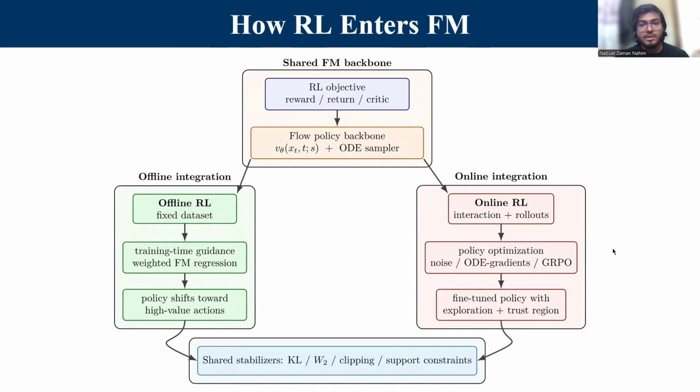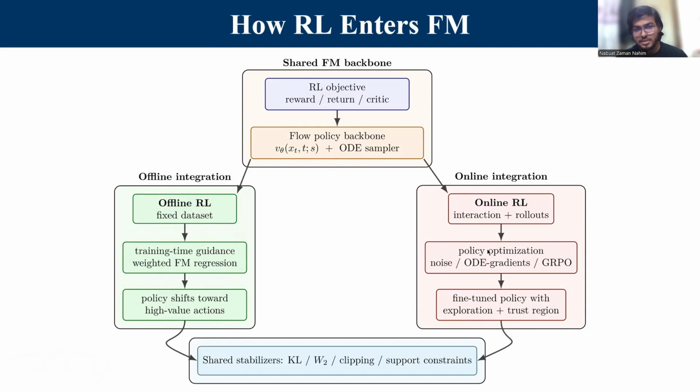So now that we understand the deterministic nature of flow matching, the central question then becomes, where does the reinforcement learning signal enter the flow matching generative model? So as we show in this figure, the literature is separated into two pathways. So on the left, in offline RL, the reward signal enters at training time. So we don't differentiate through the sampler. Instead, we use a critic to selectively upweight high-value trajectories in a fixed data set.